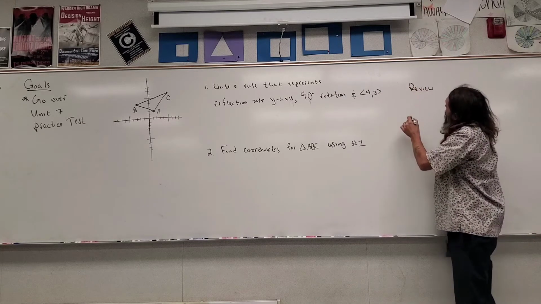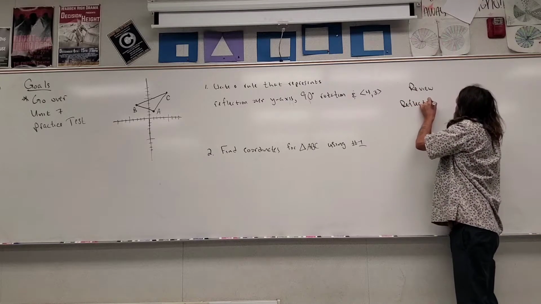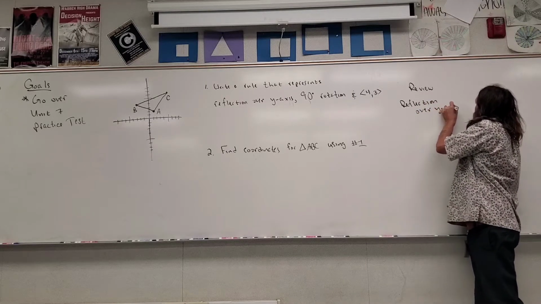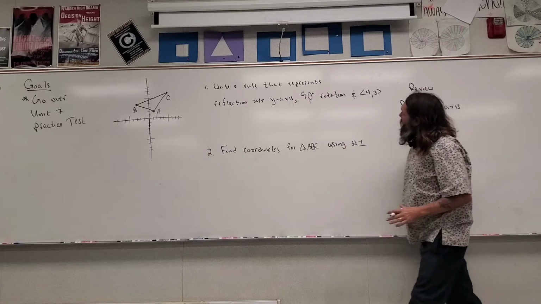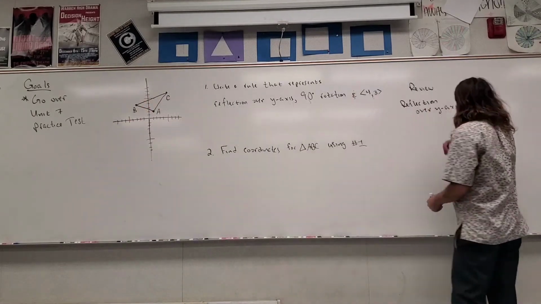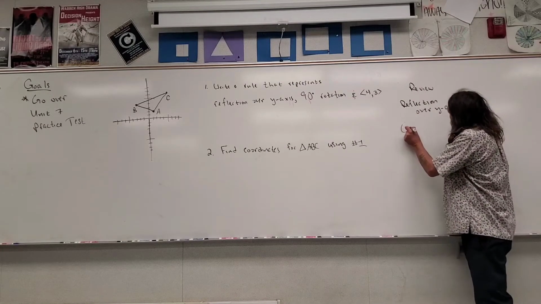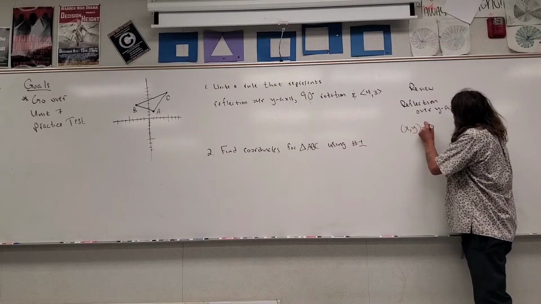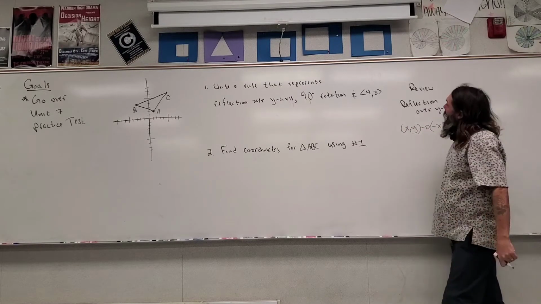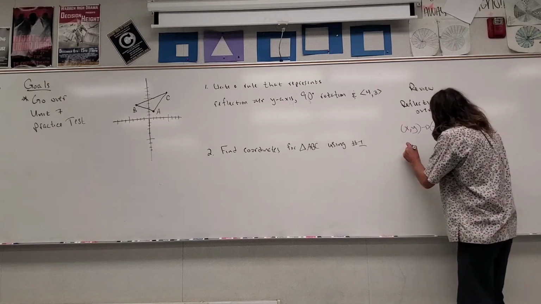I know that a reflection over the y-axis means that my object flips over the y-axis, and so what that's going to do is change the sign of the x value. So (x, y) is going to map to (-x, y). I know that a 90-degree rotation is counterclockwise.